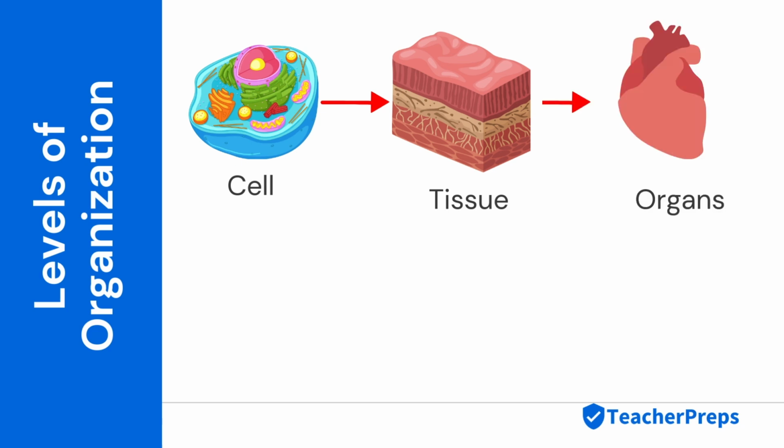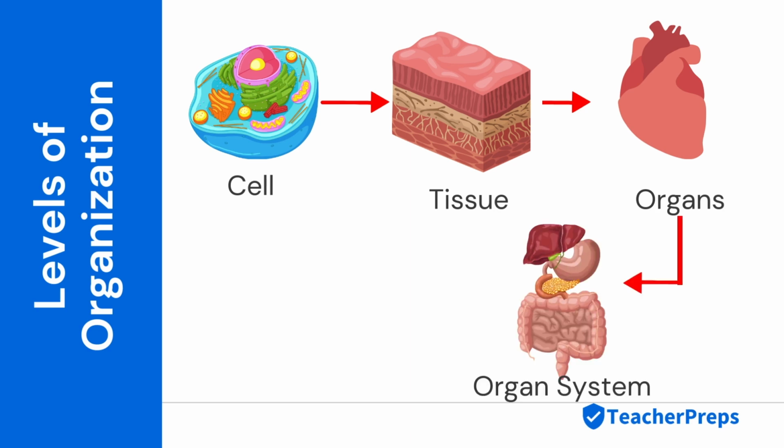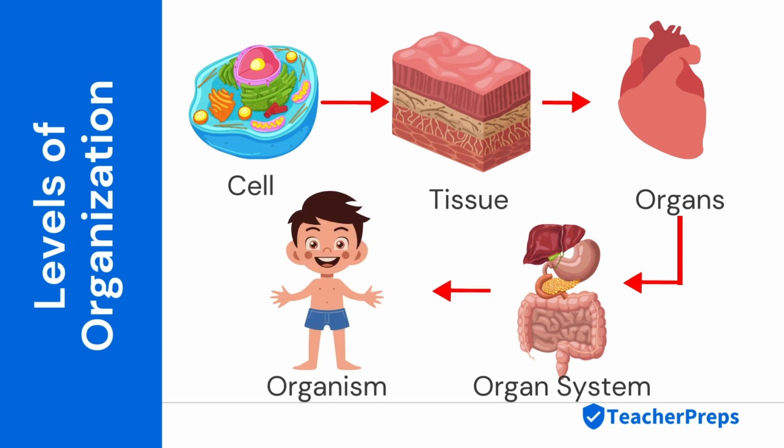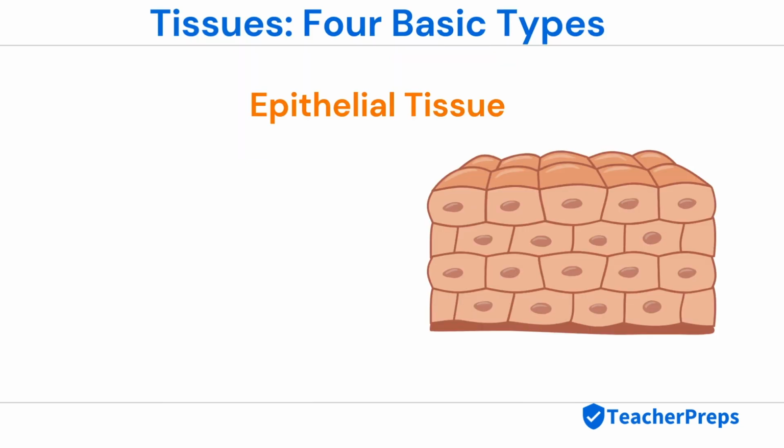And then next up, we have organs, which are structures composed of 2 or more tissues working together for a particular function. Followed by the organ systems, which are groups of organs that carry out related functions. And with that, we have the organism, a complete living individual composed of multiple organ systems.